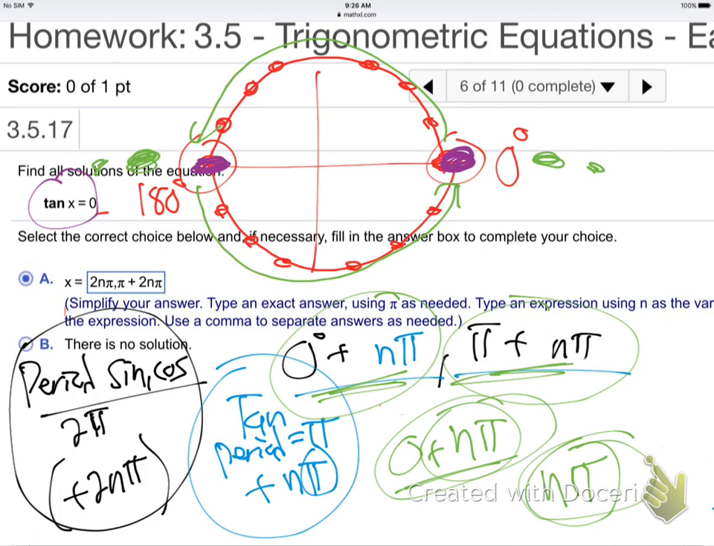Is that the answer they want? Is that what you guys said? Yeah, they're right. I was messing up. So the difference is tangent repeats every half a circle, sine and cosine every full circle. Is that good? All right. Come see me. I'm glad to help you more with this if it's confusing.